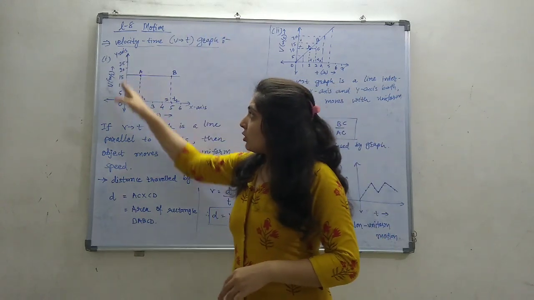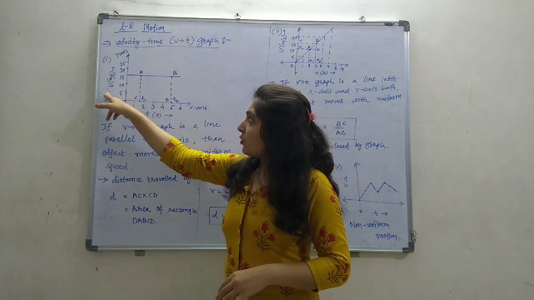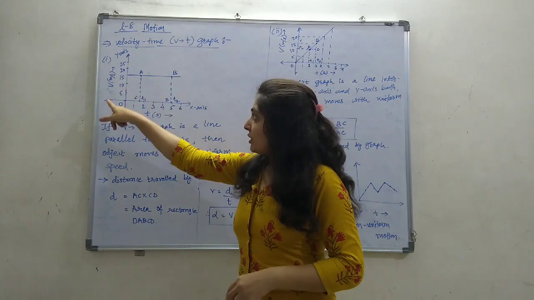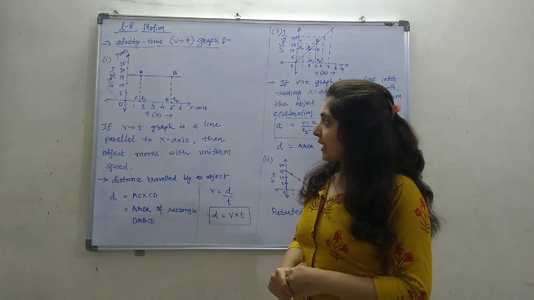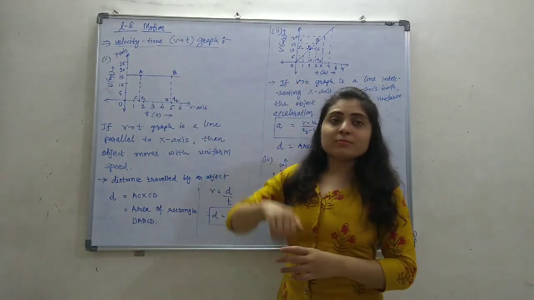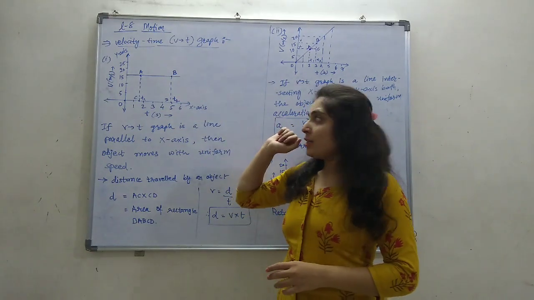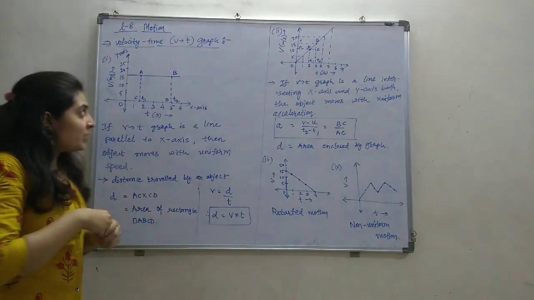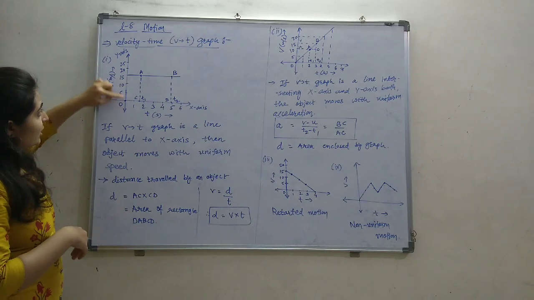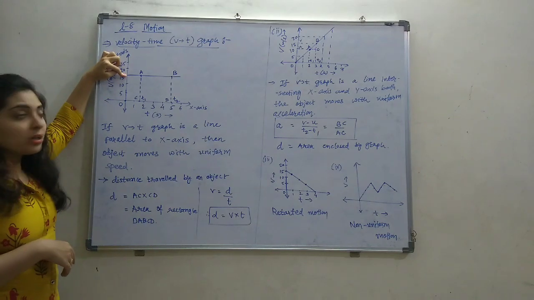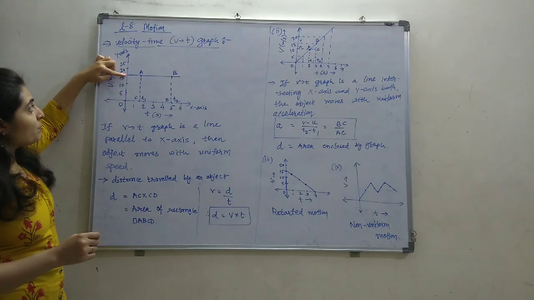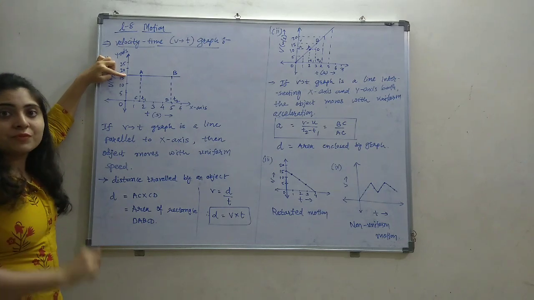The y-axis represents v, which is in meter per second, the standard unit. The x-axis gives time in seconds. So the graph is like this: a straight line parallel to the x-axis. What is the meaning of this? We can interpret it like this. At time t equal to 0, the initial point of the graph is this one, 15 meter per second. It means that at time t equal to 0, the velocity of the object is 15 meter per second.